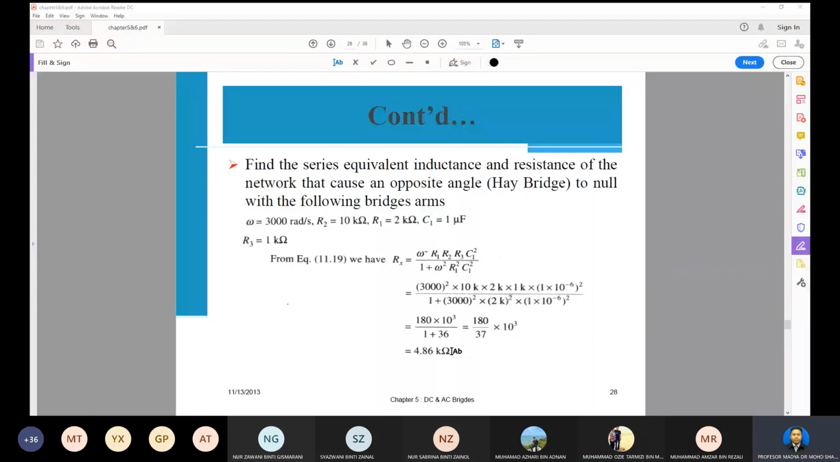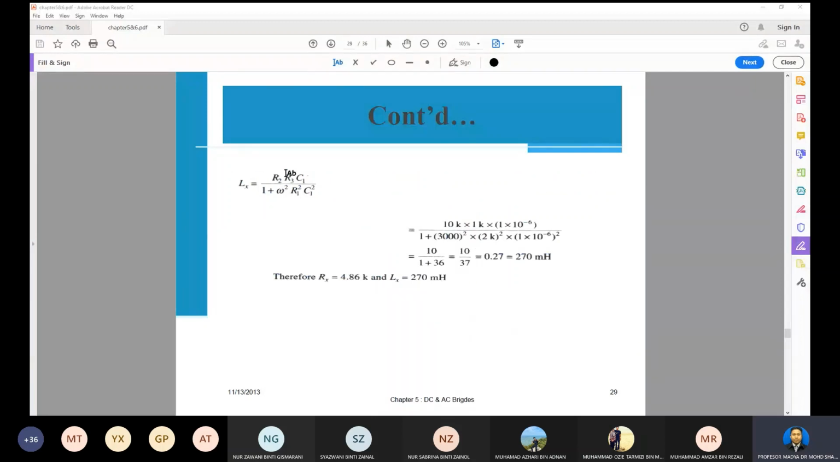Then you can also use the formula to calculate Lx. Lx equals R2 multiplied by R3 multiplied by C1, over 1 plus ω² R1² C1². This is the standard formula for the Hay bridge. Just substitute the values for R1, R2, R3 and C1, and we get the value for Lx, which is 270 millihenry. This is for inductors.